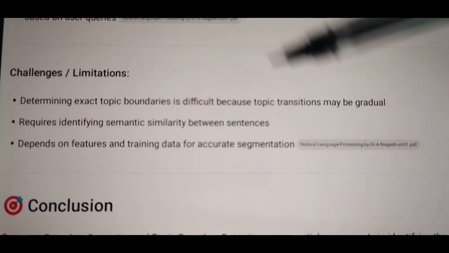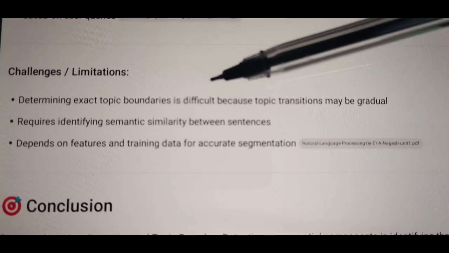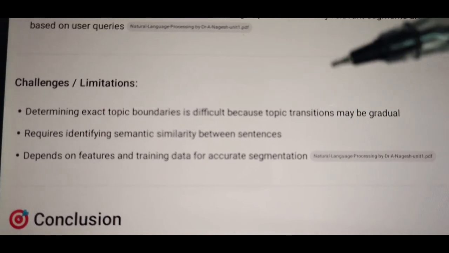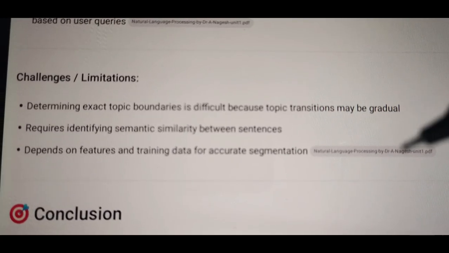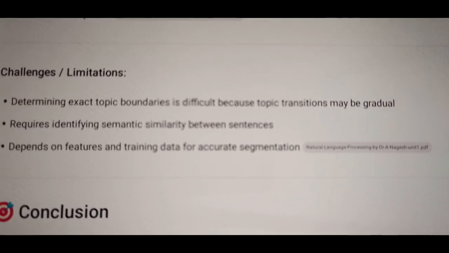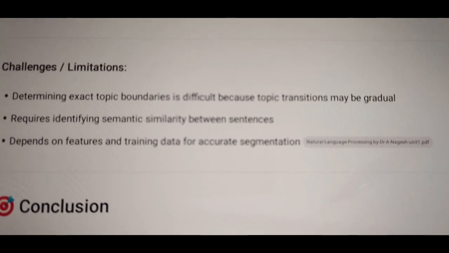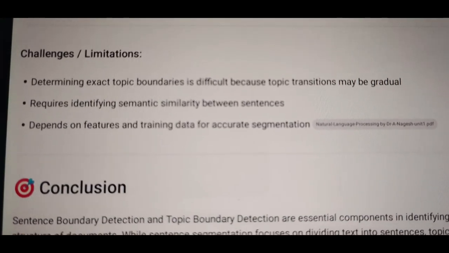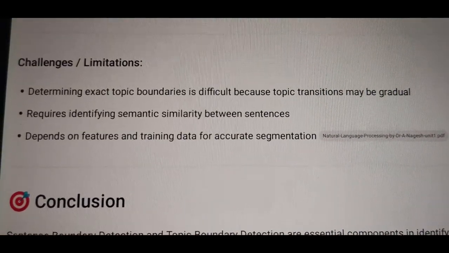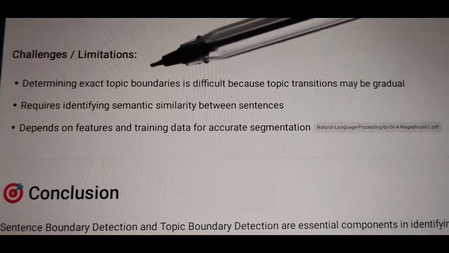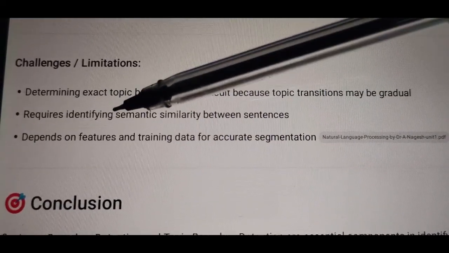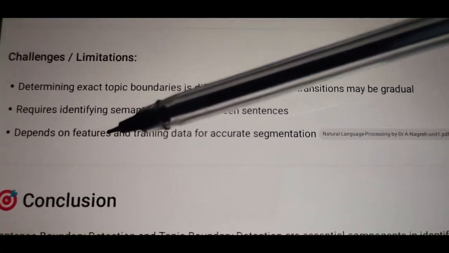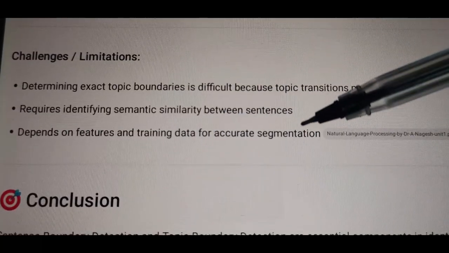Coming to the challenges and limitations, determining exact topic boundaries is difficult because topic transitions may be gradual. For example, if I talk about sports, then I might talk about swimming, then I might talk about swimming methods instead of different sports, or maybe talk about challenges that I faced during swimming, etc. So the topic has gradually changed. So determining an exact topic boundary is difficult. It requires identifying semantic similarity between sentences, like meanings. It depends on features and training data for accurate segmentation. Thank you.